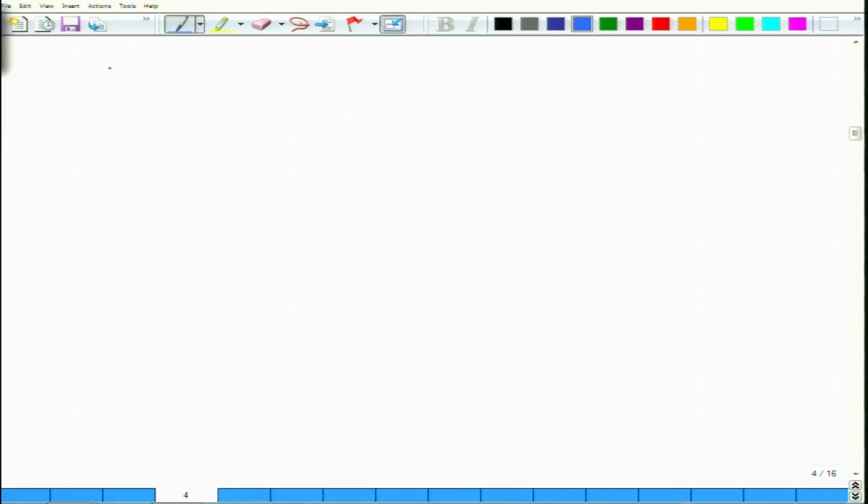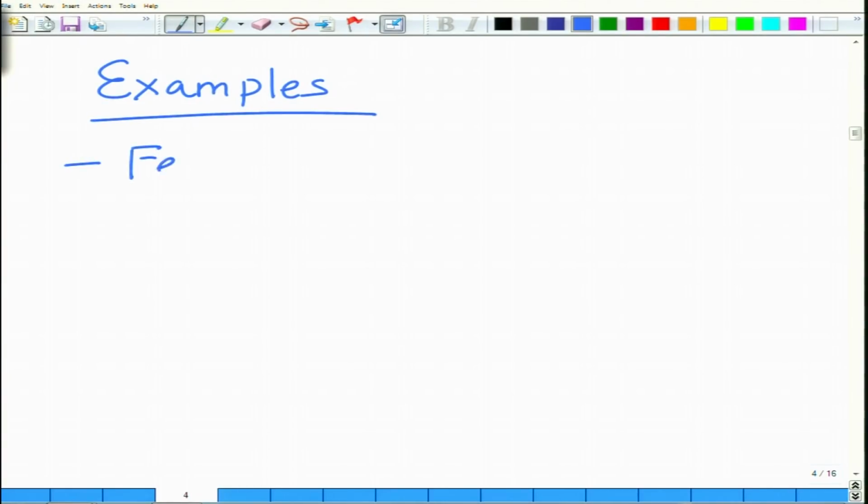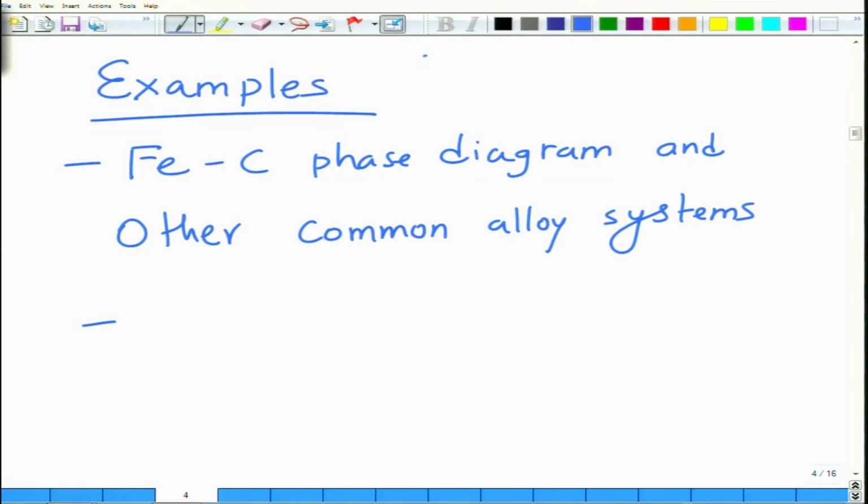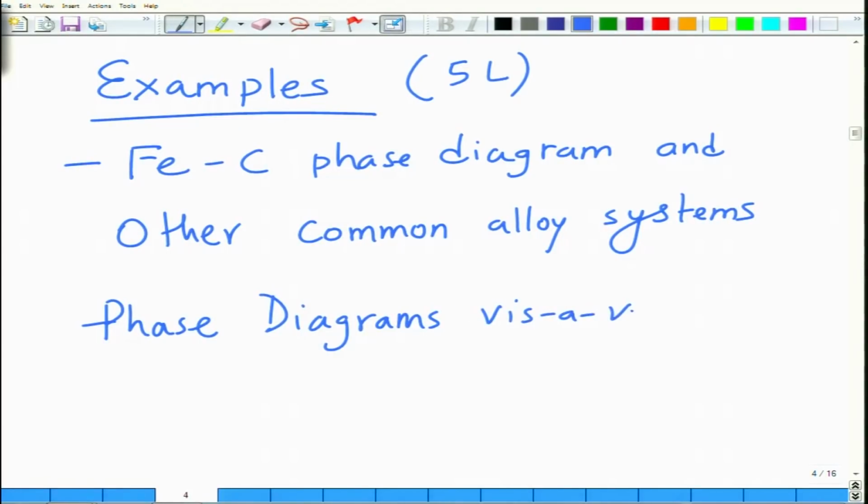will move on to some examples, and examples will consist of the iron carbon phase diagram, the most celebrated phase diagram, and other common alloy systems. This will take about 5 lectures or so, and finally we will come to what we call phase diagrams vis-a-vis microstructures. So this will again take about 5 lectures.